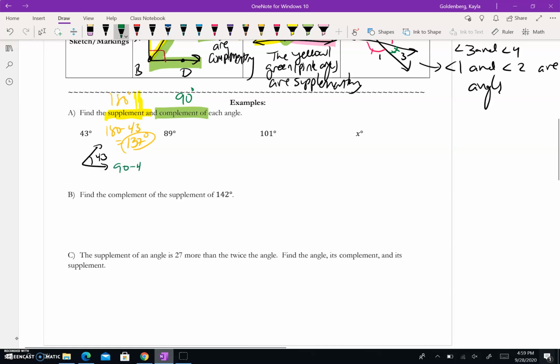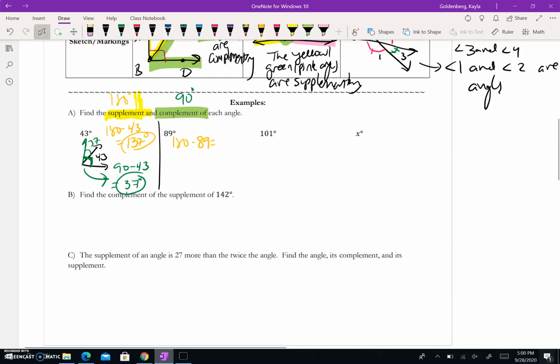So 90 take away 43. Right, that's going to be, looks like 37 degrees. So visually what that would be is kind of visualizing the 37 degrees would create that right angle, right? That's kind of just a visual for that one, if you will. Then I'm going to keep color coding, right? 180 take away 89. I want to see what's left.